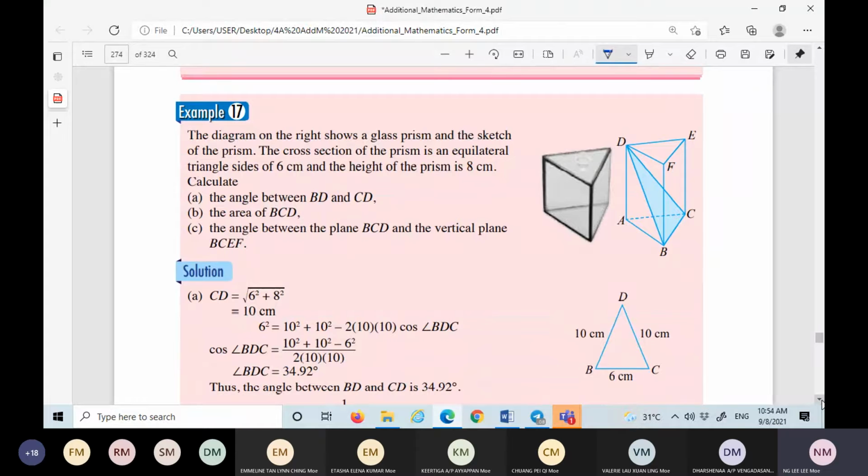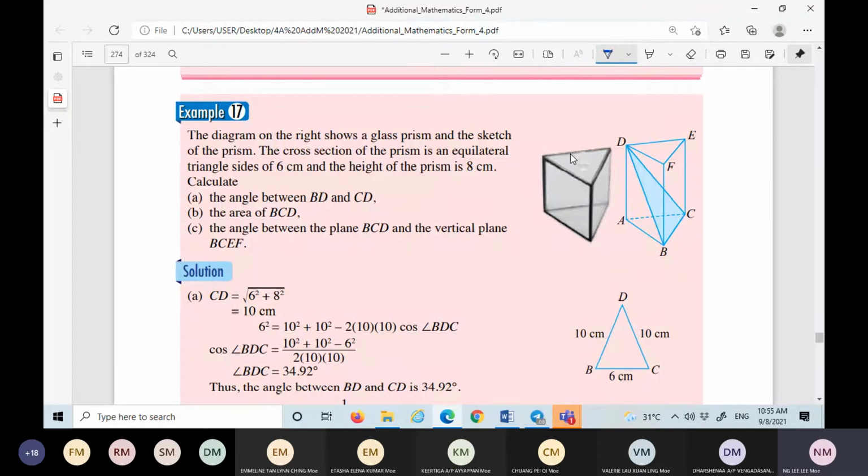This is three-dimensional. We want to go through this question slowly. This is a prism, and this is the sketch of the prism. Prisms are three-dimensional. The cross section of the prism is an equilateral triangle.